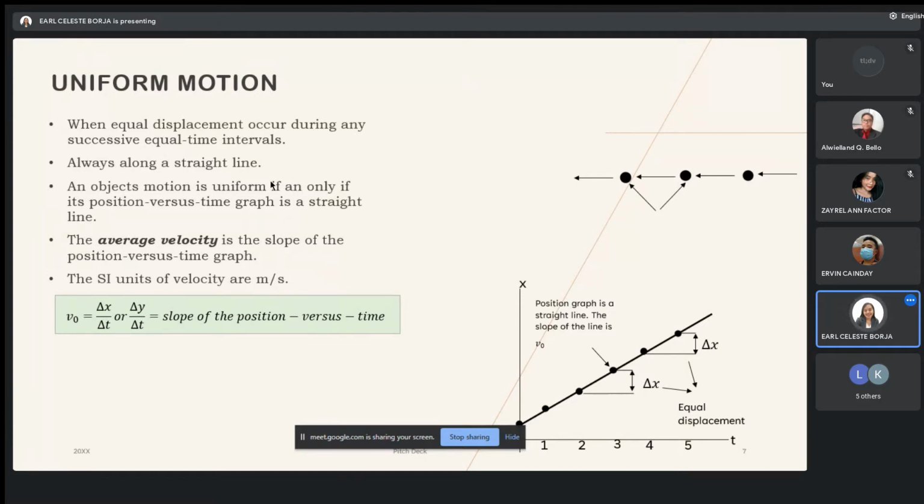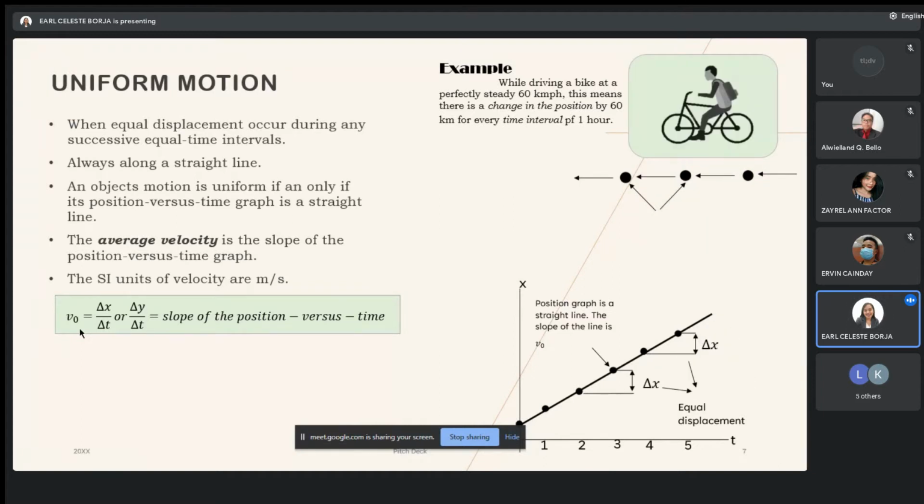So as you can see, the formula: velocity is equal to delta x over delta t, or delta y over delta t, is equal to the slope of the position versus time graph. For example, when driving a bike at a perfectly steady 60 km per hour.